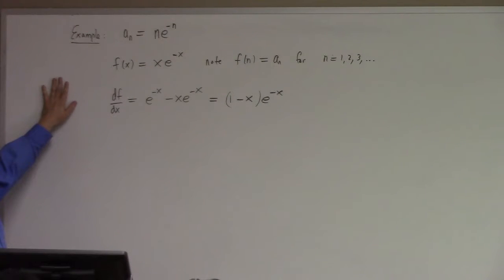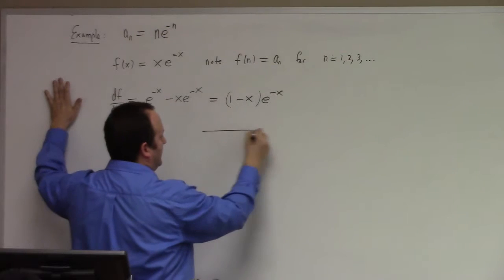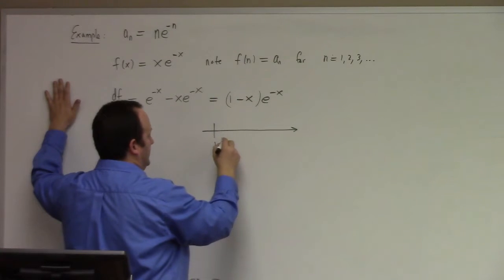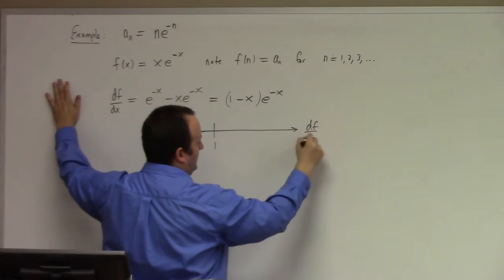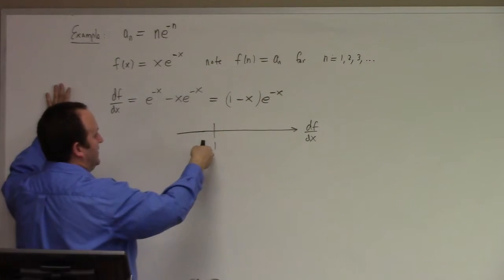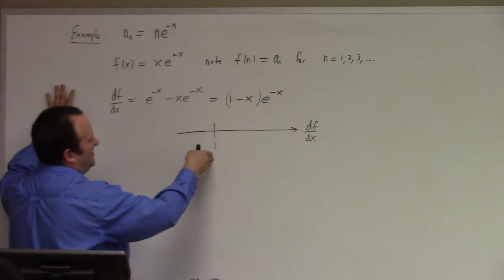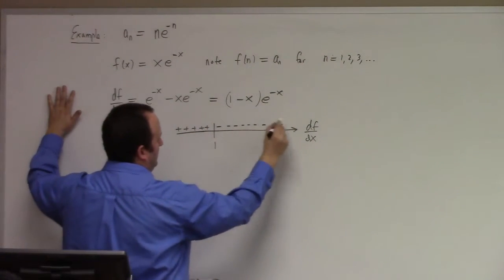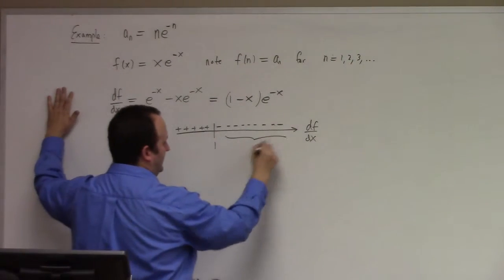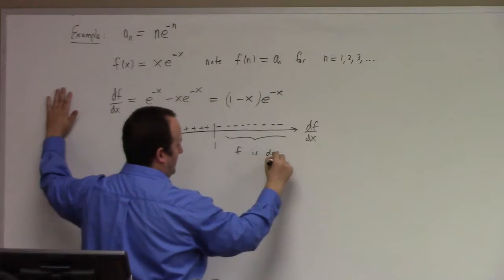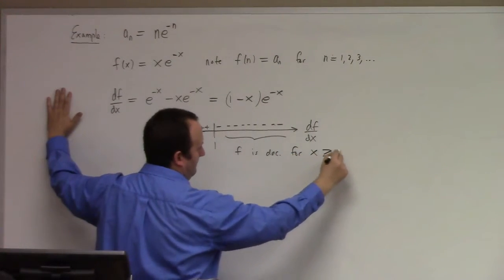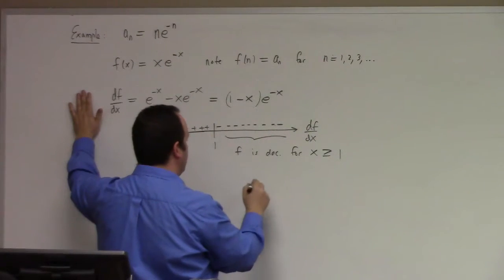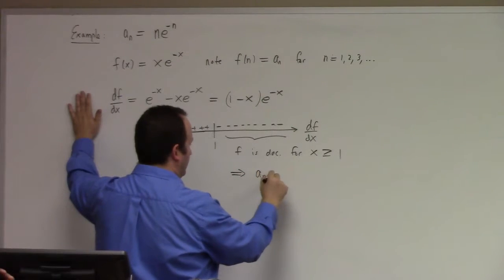Now, the exponential is positive, so I can draw a number line here. Here's 1, and here's df dx. This only changes sign at the critical number 1, and at 0 it's positive, and then past 1, it's negative. So this function f is decreasing for x greater than or equal to 1. So what's this tell me? That tells me that a sub n is decreasing.